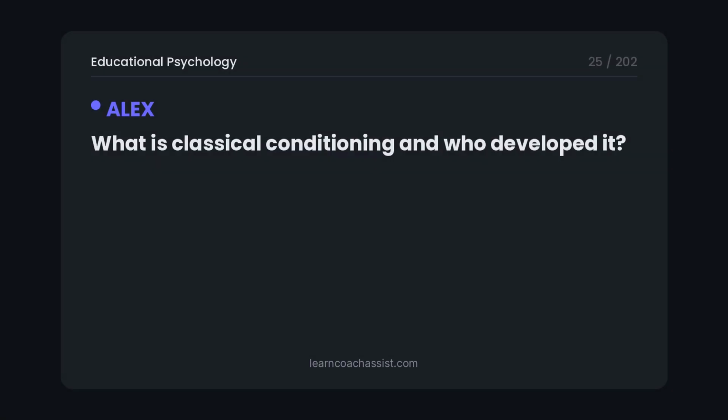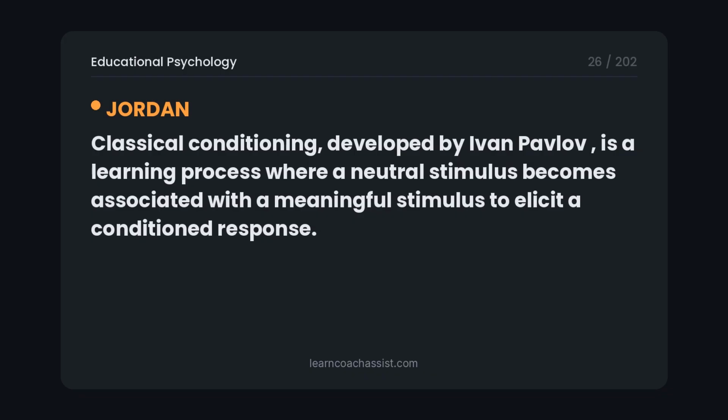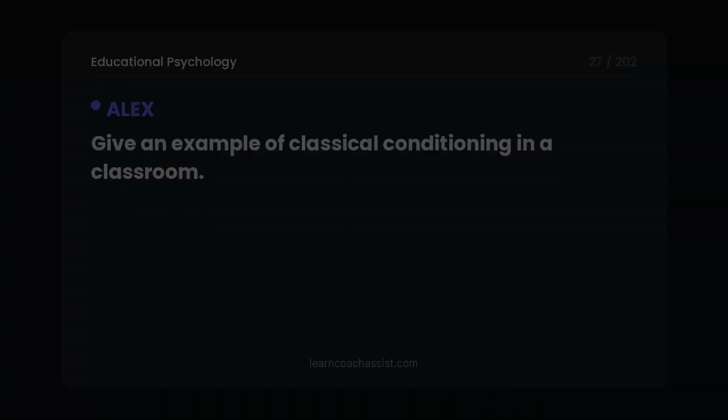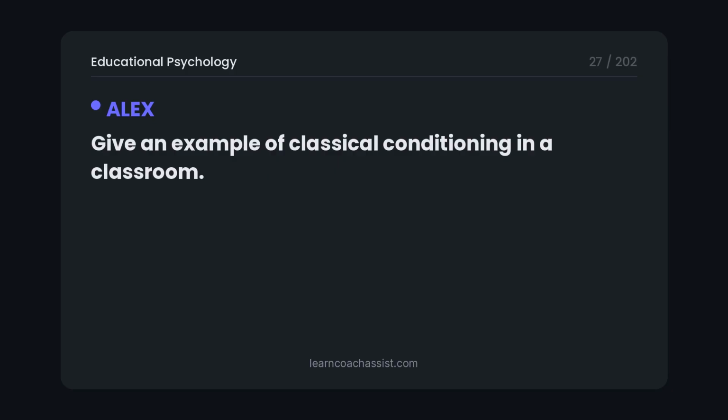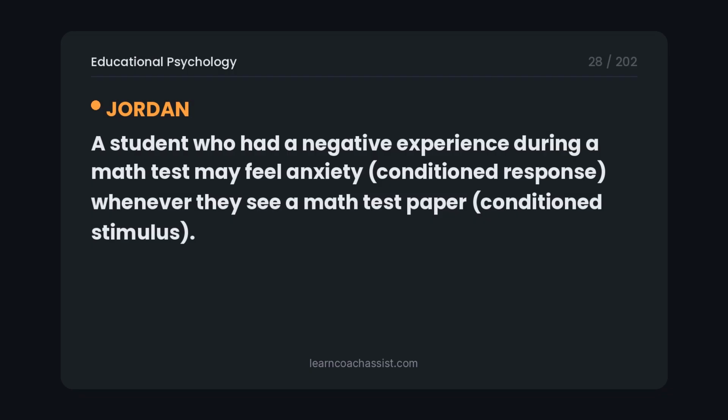What is classical conditioning and who developed it? Classical conditioning, developed by Ivan Pavlov, is a learning process where a neutral stimulus becomes associated with a meaningful stimulus to elicit a conditioned response. Give an example of classical conditioning in a classroom. A student who had a negative experience during a math test may feel anxiety (conditioned response) whenever they see a math test paper (conditioned stimulus).